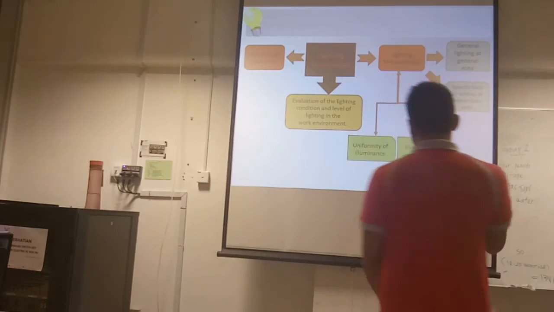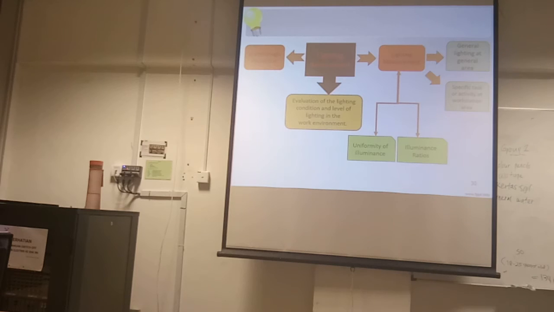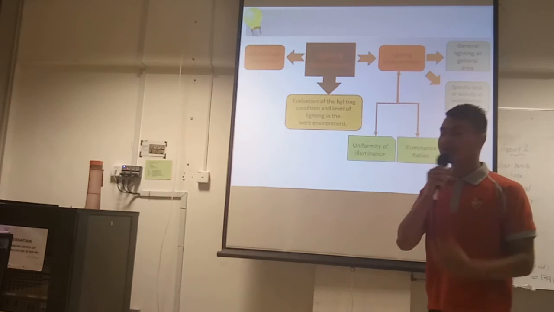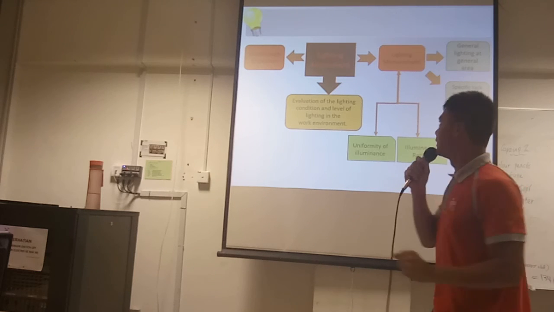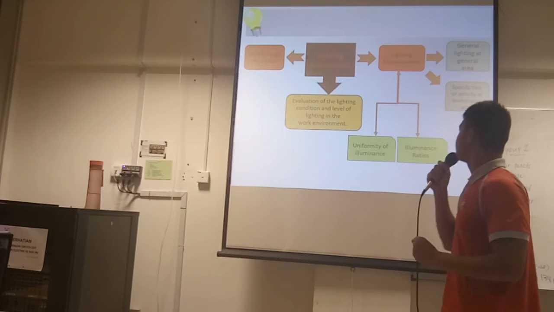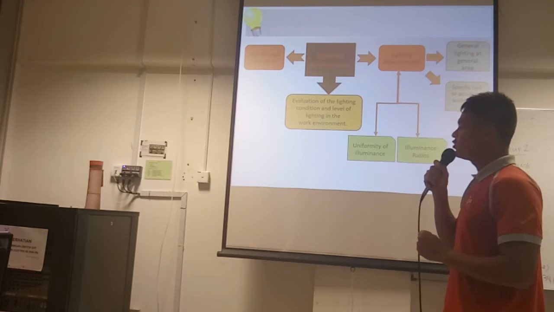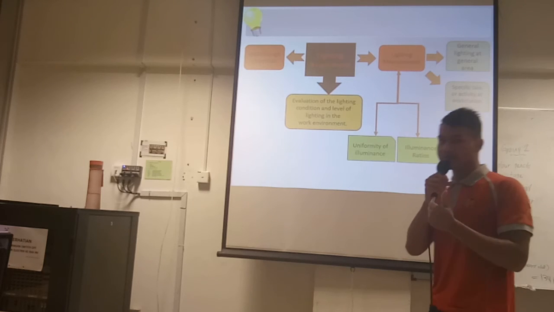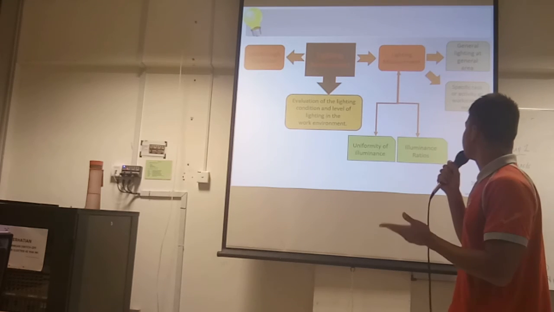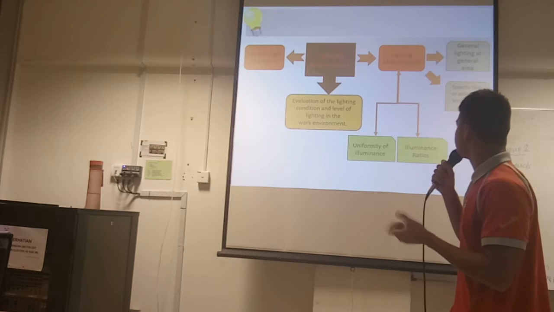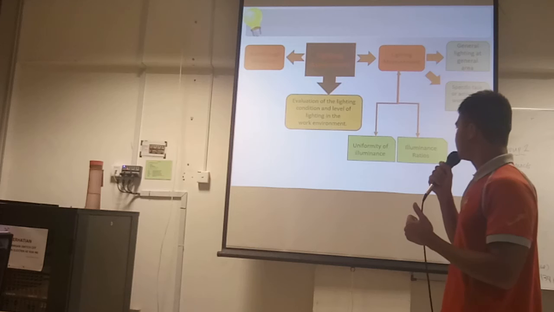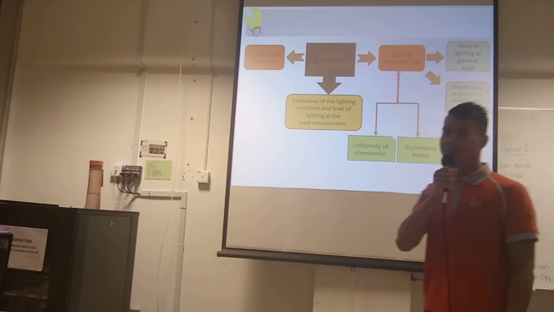So basically for the lighting assessment, we have two steps. The first one will be the walkthrough inspection, which is an evaluation of the lighting condition and also the level of lighting in the work environment. And the second step, lighting measurement, is used first to evaluate the general lighting at general area, and second to evaluate a specific task or activity at the workstation area. And lighting measurement is categorized into two: uniformity of illuminance and illuminance ratios.